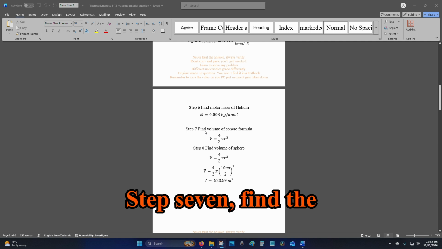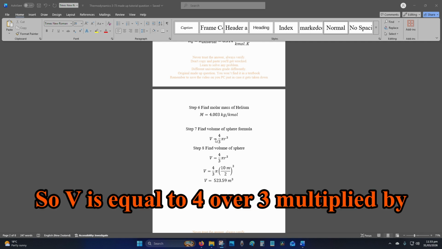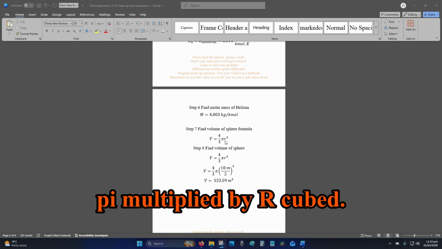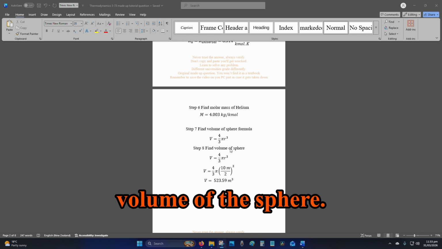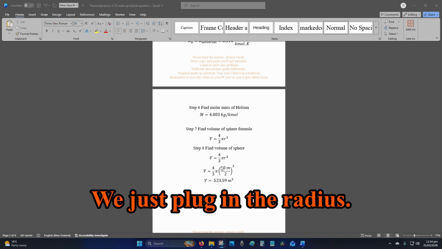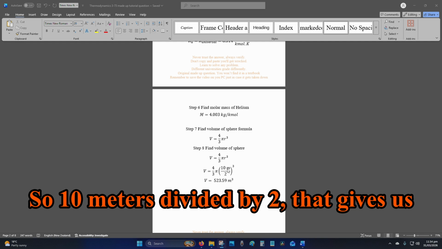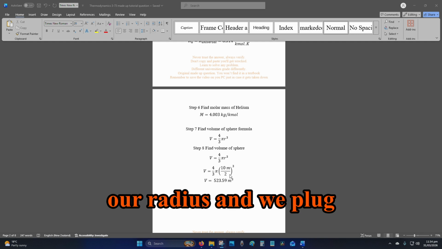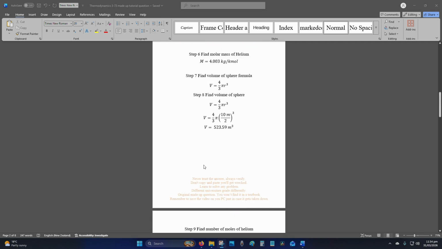Step 7, find the volume of the sphere formula. So V is equal to 4 over 3 multiplied by pi multiplied by r cubed. Step 8, find the volume of the sphere. We just plug in the radius. They give us the diameter, so 10 meters divided by 2 gives us our radius. And when we plug it in, we'll get 523.59 meters cubed for the volume.